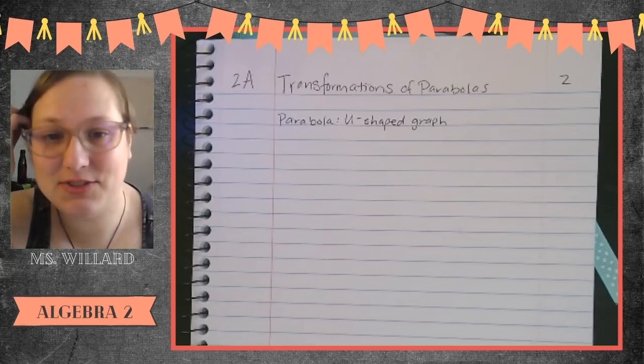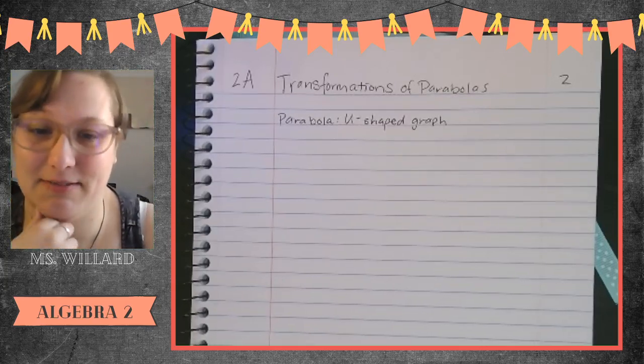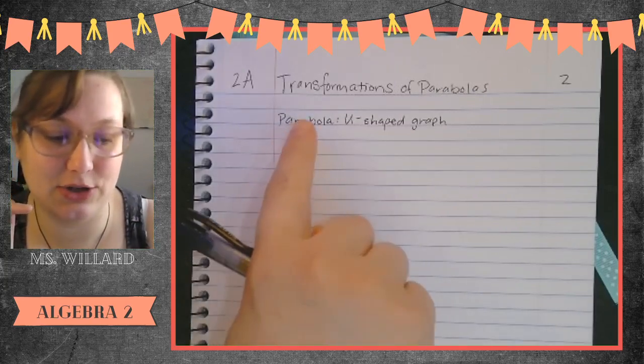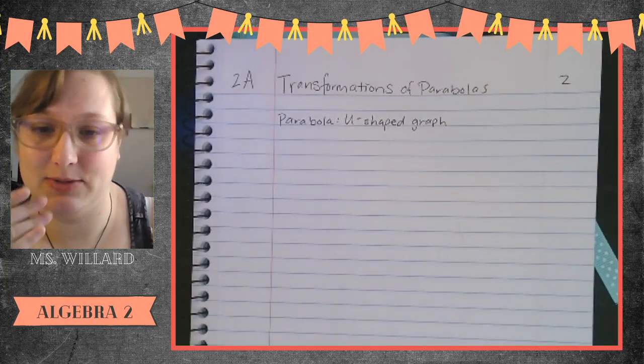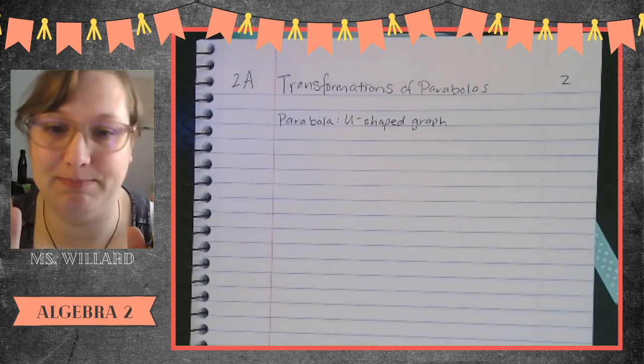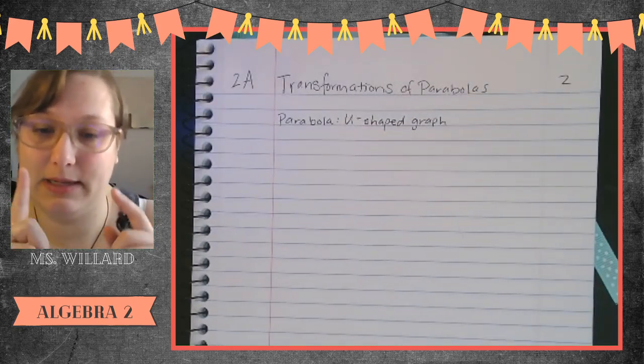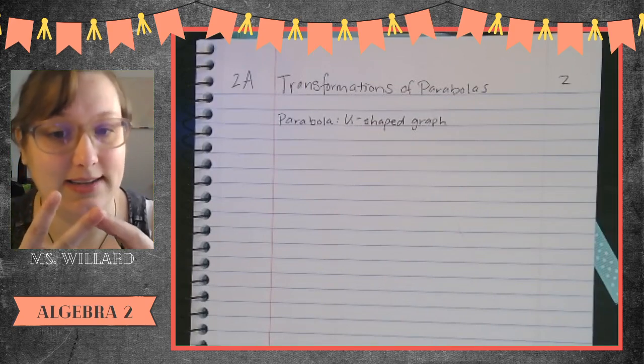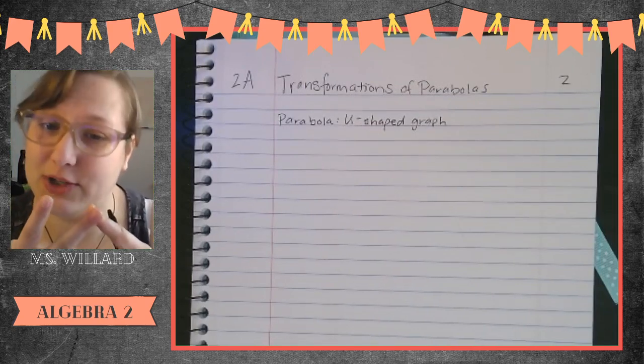Hey y'all, this is 2-1, we're transforming parabolas. I've already taken a little bit of notes. A parabola is a U-shaped graph. So it's anything that looks like this. And you should hopefully remember these from Algebra 1. In Algebra 1 we did parabolas. We also called them quadratics because a parabola is the graph of a quadratic.